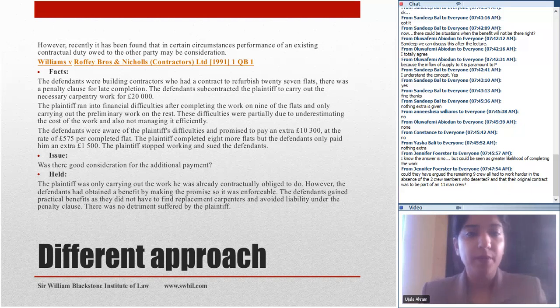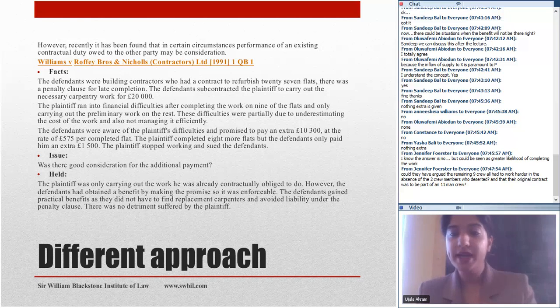Okay, and they only did some preliminary work on the rest of the flats. And these difficulties were mainly or partially due to underestimating the cost of the work, and also not managing it efficiently. The defendants were aware of the plaintiff's difficulties, right? And they promised to pay an extra £10,300 at the rate of £575 per completed flat. Plaintiffs completed 8 more flats, but the defendant only paid them an extra £1,500. And plaintiffs stopped working and sued defendants.